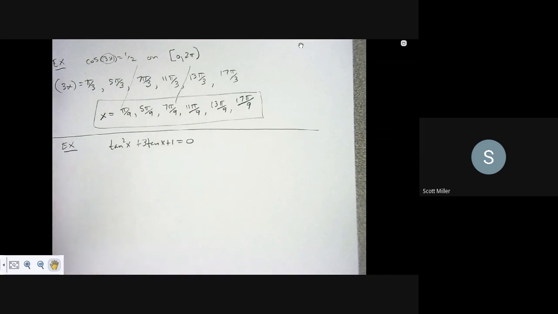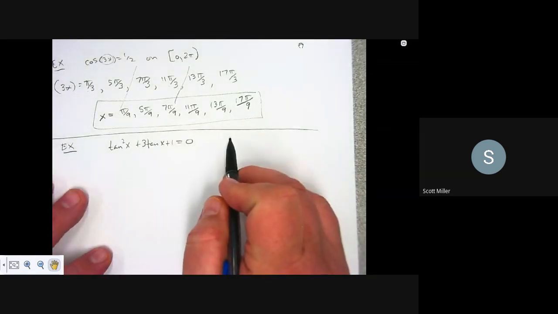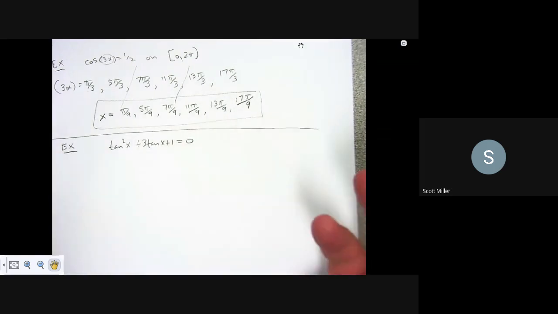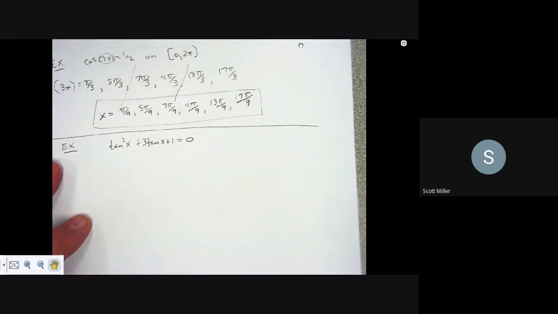And so I need to solve this. I can see clearly I cannot factor this. There are no factors of 1 that will add and give me a 3. I can't factor it. So if I can't factor this, I need to use the quadratic formula.